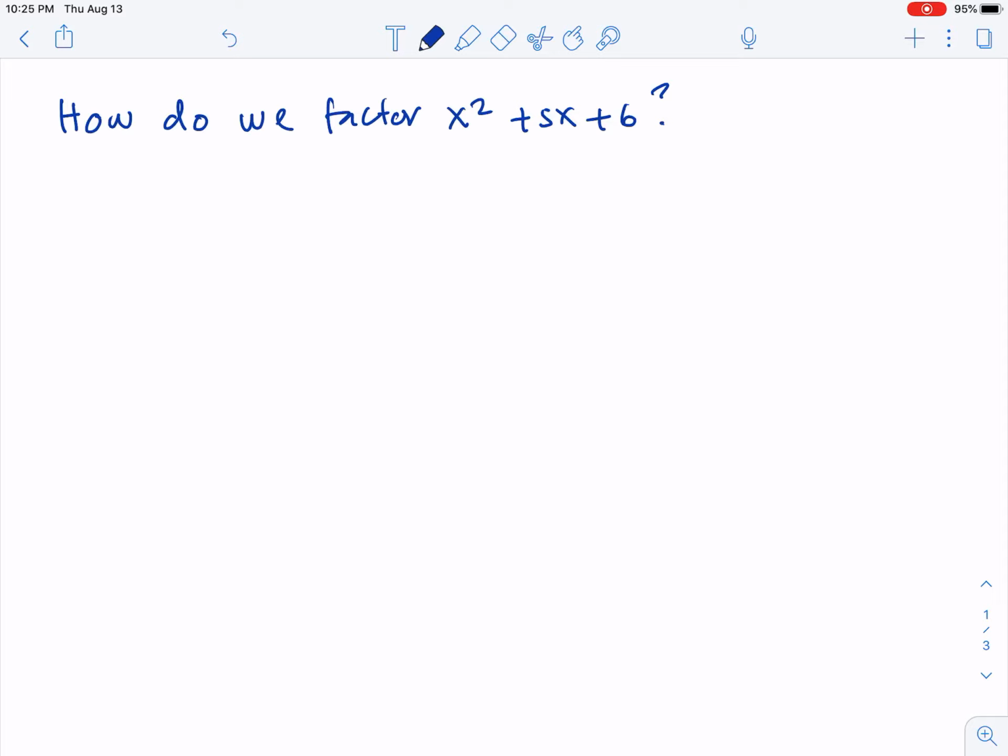ko kanina, no? Kagaya ng x squared plus 5x plus 6. Okay? So, hindi naman siya perfect square kasi obviously, hindi perfect square ang kanyang last term, no? Yung constant, no? So, ano ang way natin para i-factor ito?